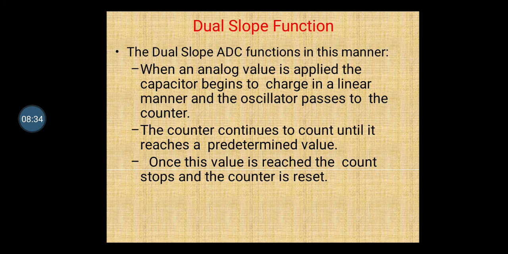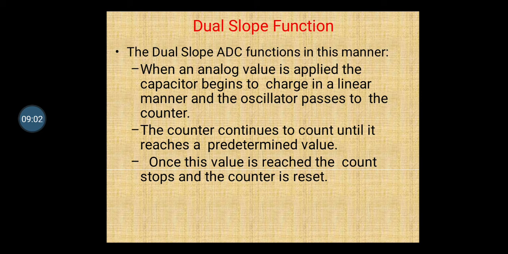So in a small explanation, the working of the dual slope function is that when an analog value is applied, the capacitor will start charging. Capacitors charge slowly. At first the low voltages will come, then it will charge, and the voltage will go on increasing, and the capacitor starts to charge till the highest voltage is reached.